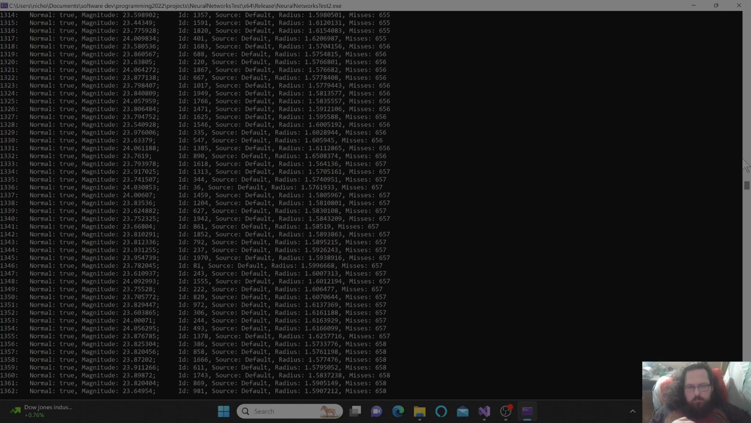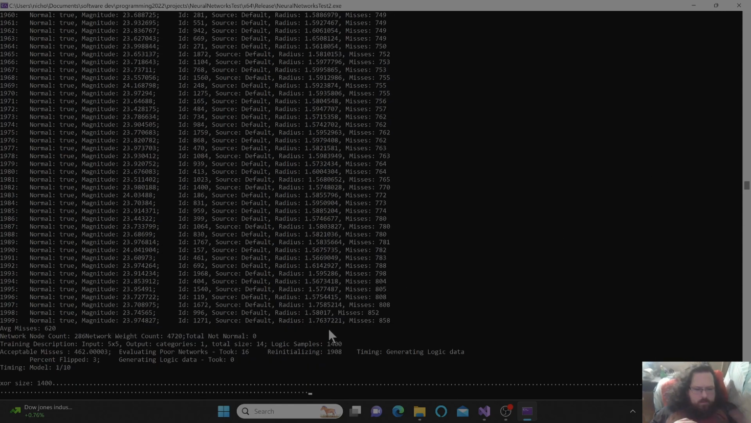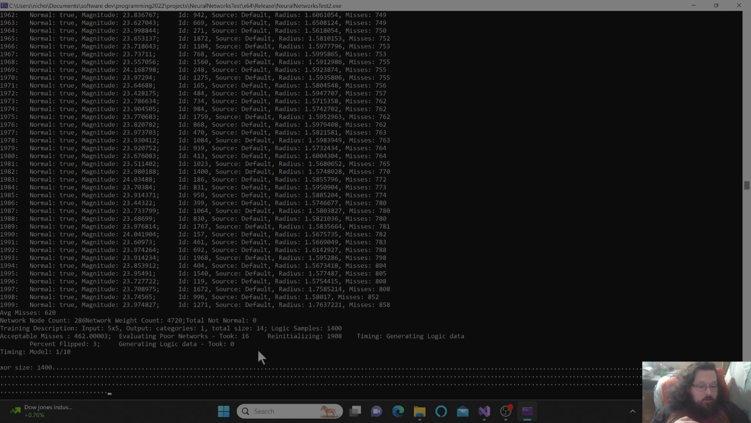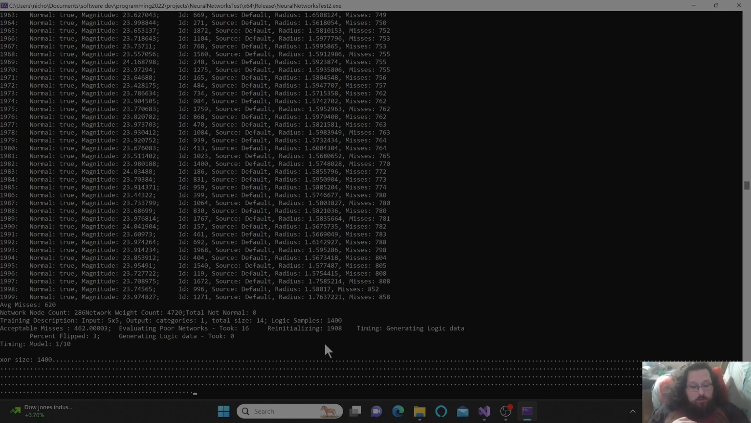What happens now is all of the networks that trained that did not have a maximum of 462 misses are re-rolled. There were 1,908 of those networks that are going to be completely re-rolled. So it kept around 92 networks; 92 networks were smaller than 462. So it's running another model generation.